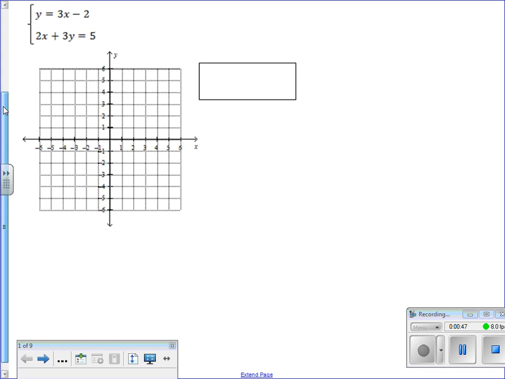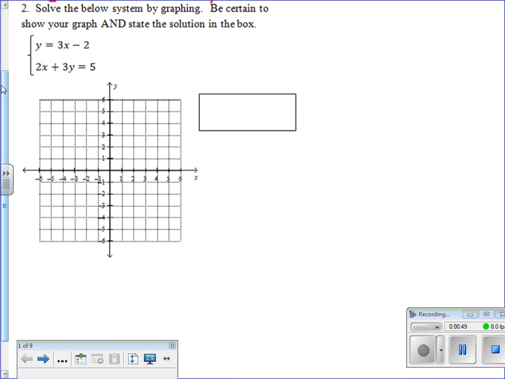Okay, so this one here, you have to graph the two lines. Where do they cross? So the first one, my y-intercept is -2. My slope is 3, so I go over 1 and up 3. I graph the second line. This one's a little more difficult.